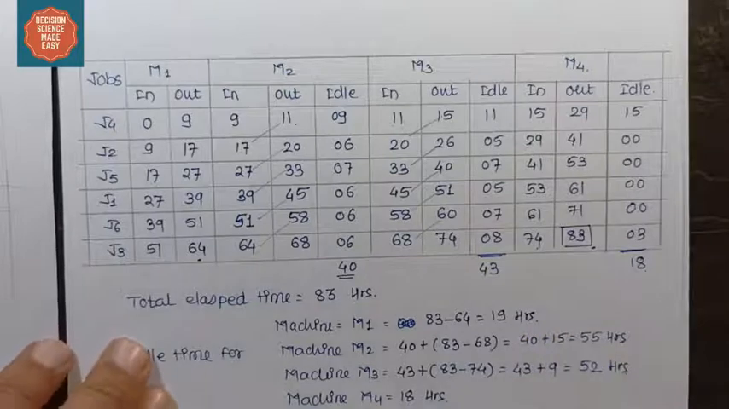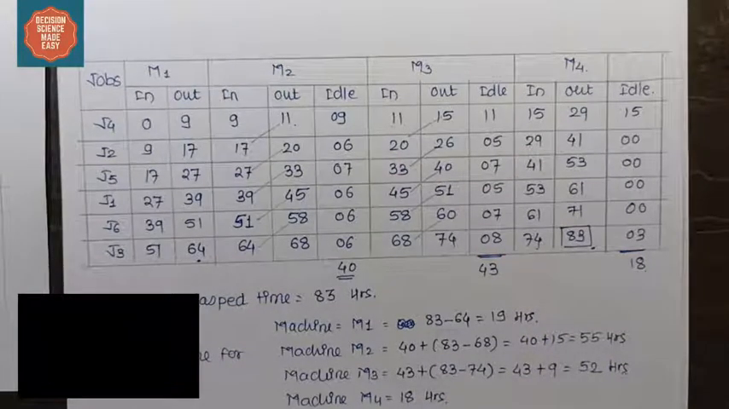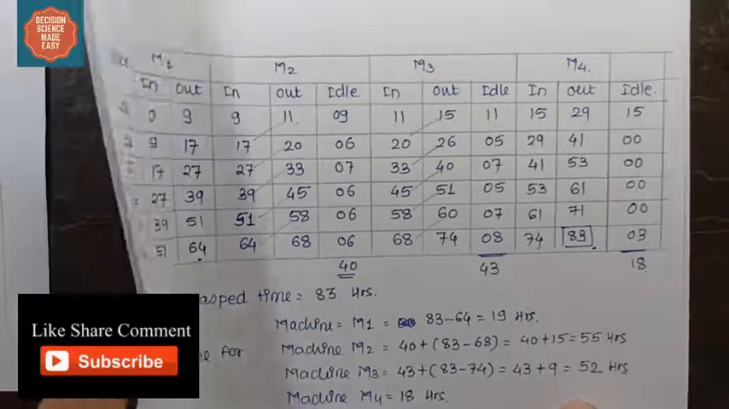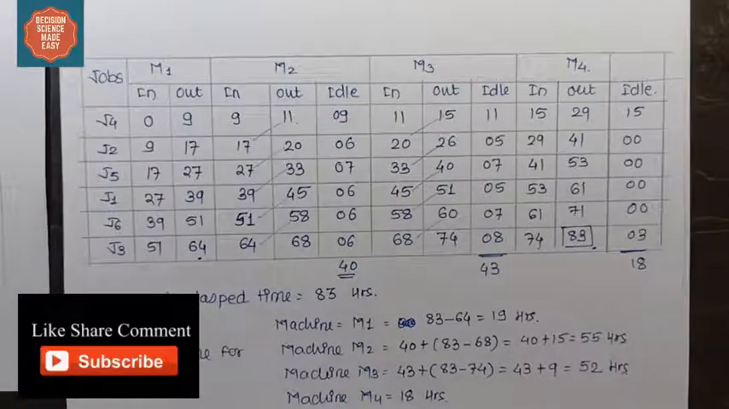So this is how we are going to solve n number of jobs and m number of machines. Very simple kind of problems that can be asked in examinations for 10 marks.